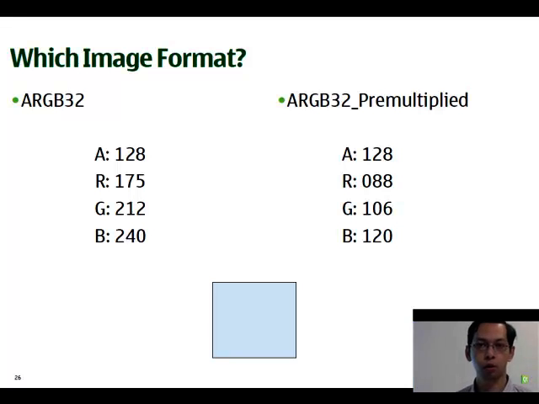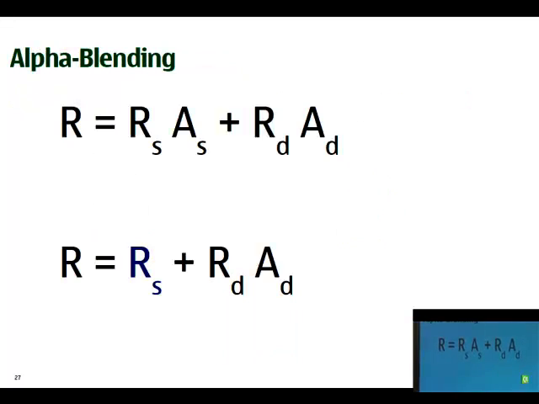Now, the question is, why do we need these different formats? We could just use ARGB32 as well. The question is that when you have an image with alpha channel and you want to blend it on top of another image, then the formula will be like this. R here is the R component of the pixel, of the color. So you have to multiply the components with the alpha channel of the color.